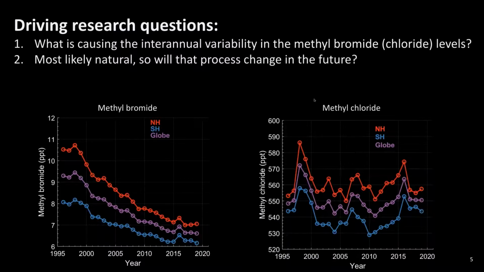So my driving research questions here are, what is causing the interannual variability in the methyl bromide, as well as the methyl chloride levels? I'll talk about that in a second. We know that it's most likely natural based on the budget. So how will that process change into the future? I just quickly want to mention that we are also very much interested in methyl chloride. As you can see here on the right, methyl chloride has a lot of interannual variability. And if you were to correlate methyl bromide and methyl chloride together, they co-vary during the same time periods, probably because they share similar sources.